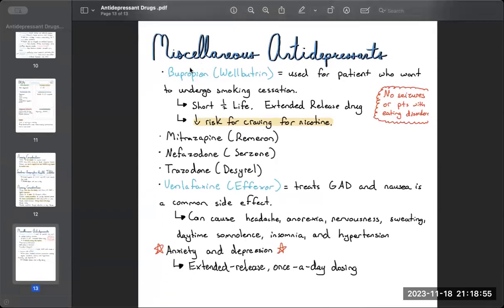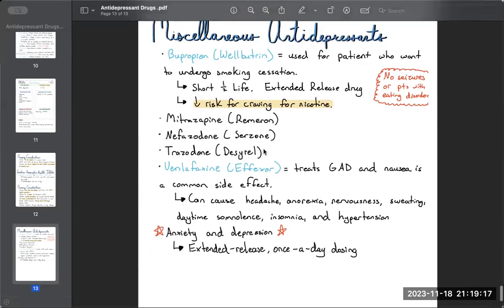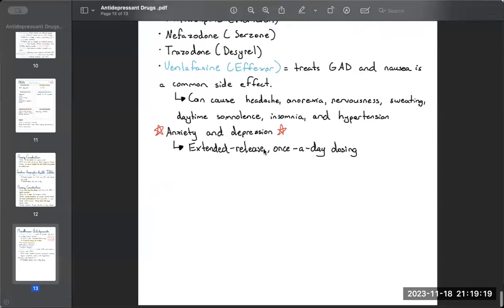Other antidepressants, like I said, bupropion, Wellbutrin, it's used for patients who want to undergo smoking cessation, okay? So just know that for bupropion, that it's used for patients who want to stop smoking but are also depressed. But we never want to give this drug for seizure patients or eating disorder patients, okay? And that's it.